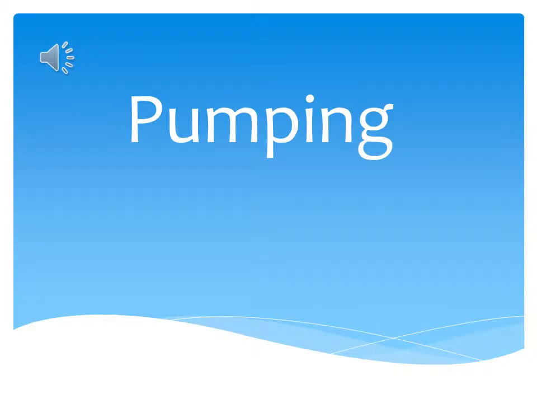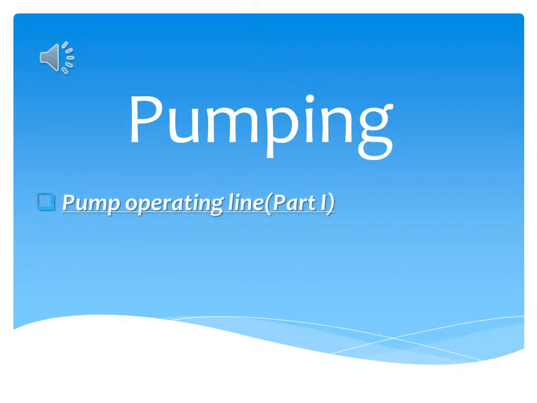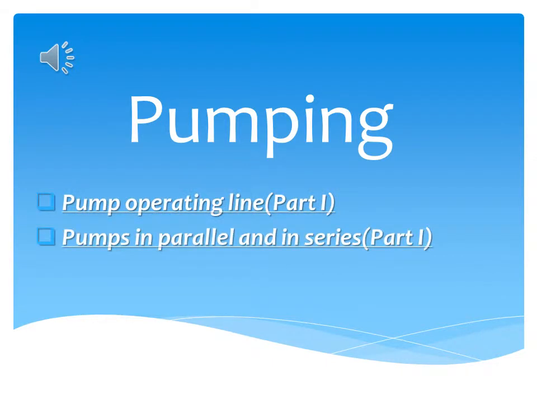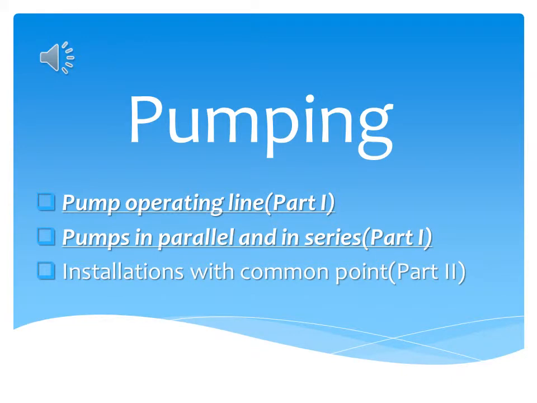A pumping system consists of a set of elements that allow transportation through pipelines and the temporary storage of fluids, so as to meet the required specifications of flow and pressure in the different systems and processes. In this unit we are going to see the pump operating line, pumps in parallel and in series, installations with a common point, and regulation of flow.